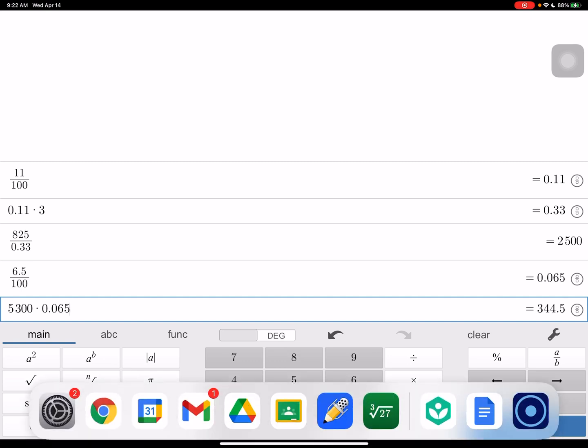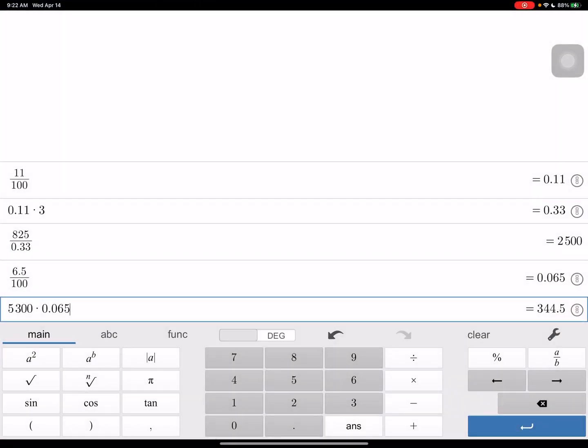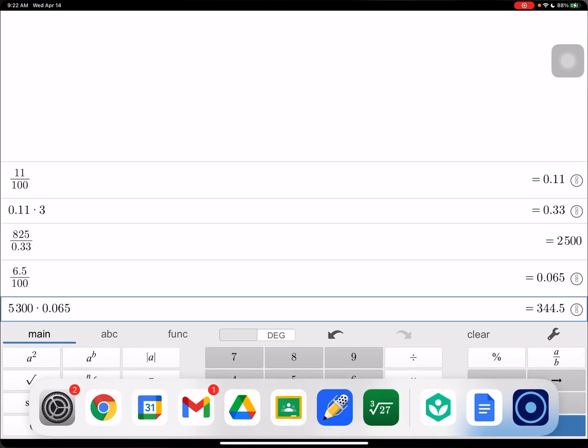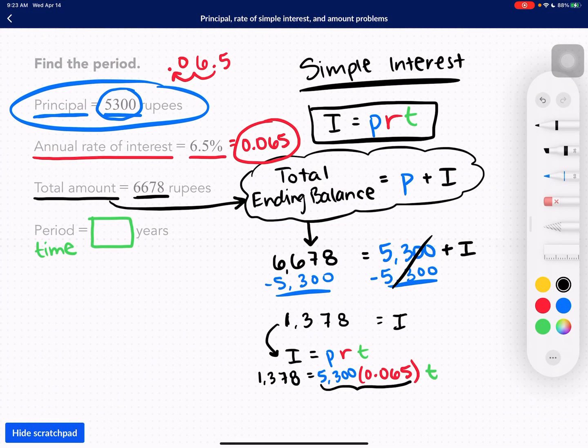Let me make sure I put that in right. Yeah, 5,300. Perfect. Okay. So that in money is $344.50, or rupees. I think they calculate cents as well with rupees, but I'm thinking about dollars as well. So we'll leave that as 344.5. We still don't know t, still along for the ride. Okay, so now we have 1,378 equals 344.5 times t.